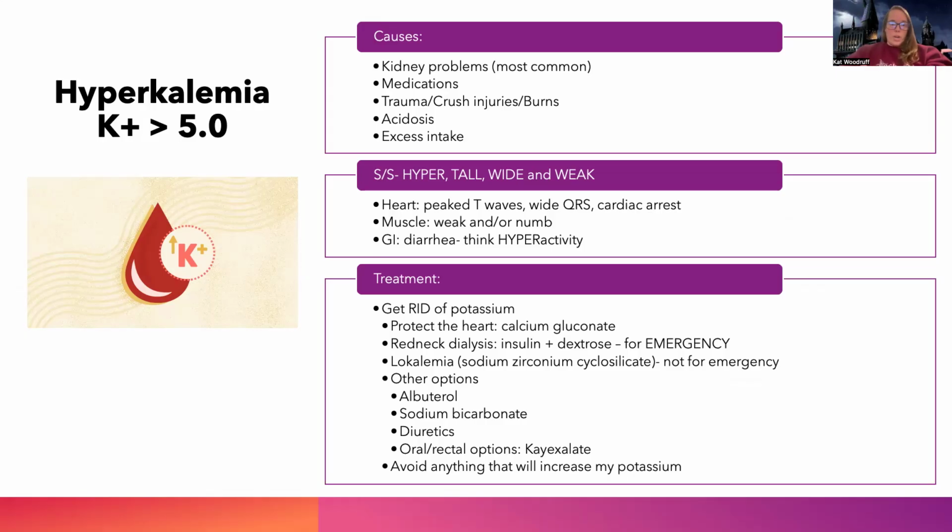And of course, we're going to avoid anything that increases our potassium. So that's if things are stable. But if they're unstable, what you're going to see for more emergency treatment is one of two things. If it's really bad, or they're a renal patient, like on dialysis already, they need dialysis.